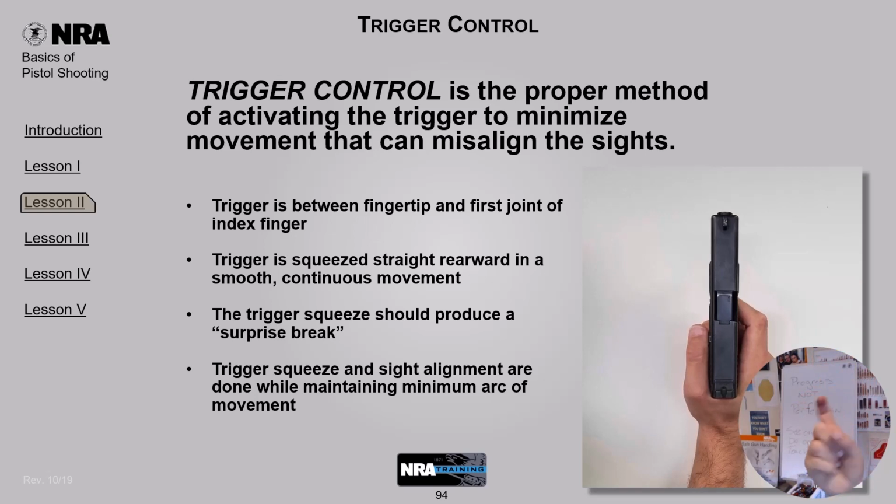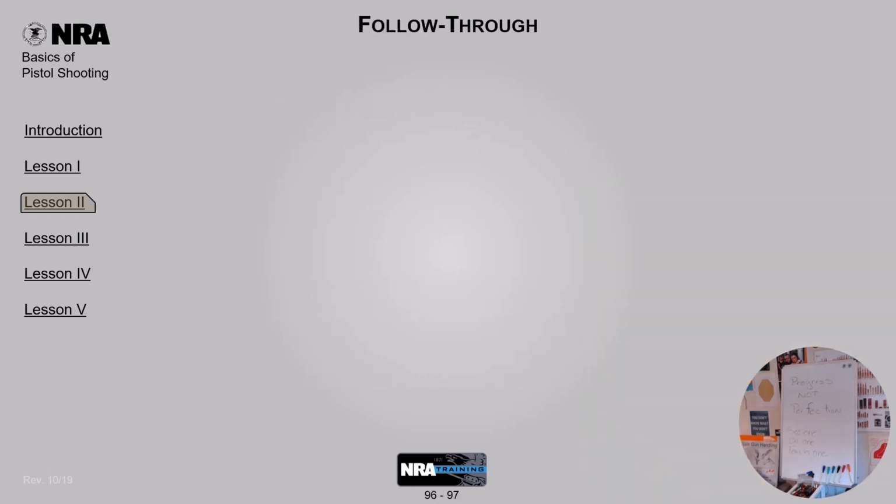So what that looks like with your finger is your finger's on the trigger and you're just applying, moving, moving, moving, and just applying a little more, little more, little more until it goes bang. And then trigger squeeze and sight alignment are done while maintaining a minimum arc of movement. Remember, you cannot stop the arc of movement.